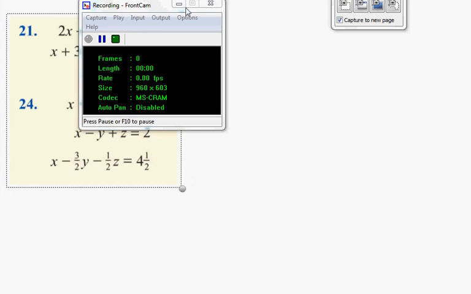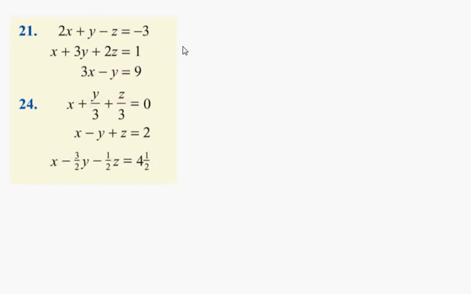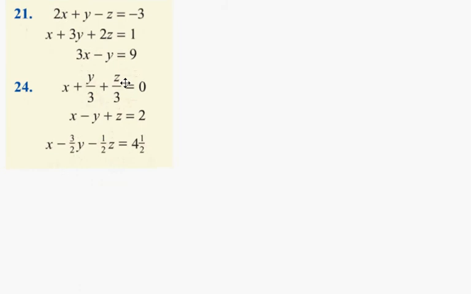Now, what we're going to do here, guys, is this. We have to figure out, this is a simultaneous equation. However, instead of 2 letters, there's 3 letters, okay? So I'll start off with question 21.